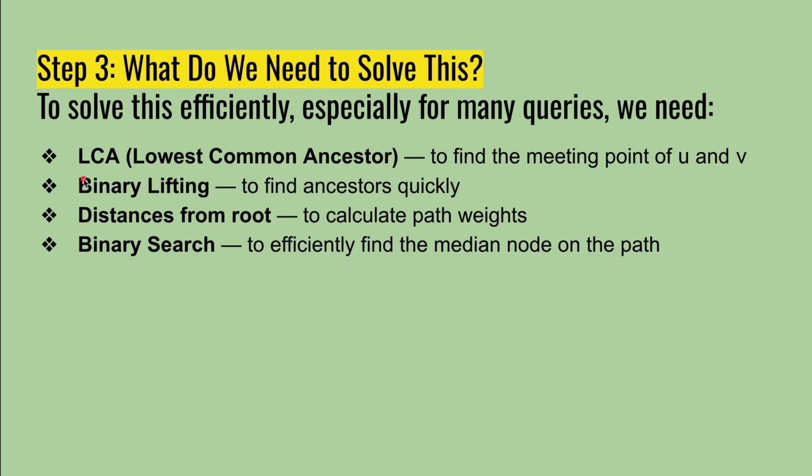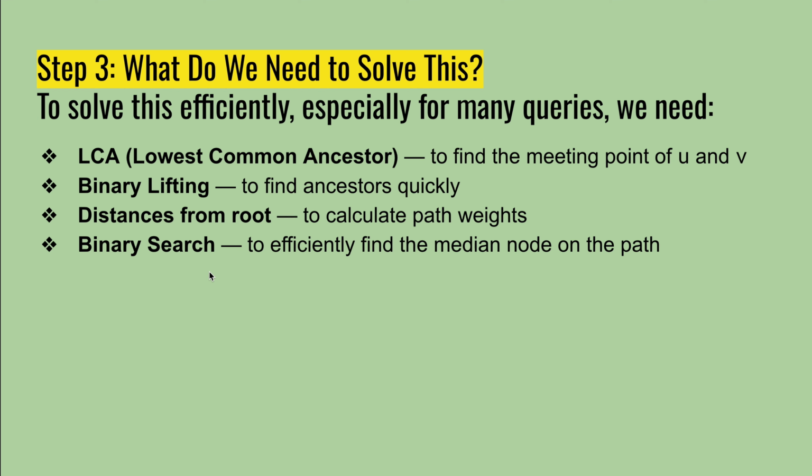This is really a problem of subproblems, right? Because LCA itself is a problem statement. You should know how to find the LCA. It's a Leetcode problem. Binary lifting is a Leetcode problem. Distance from the root is also a Leetcode problem. Then binary search itself is a problem, right? So four problem statements are combined in this problem.